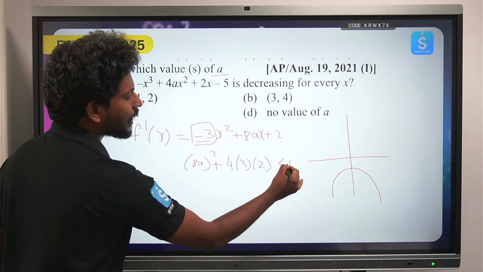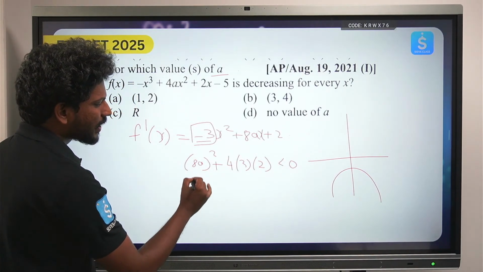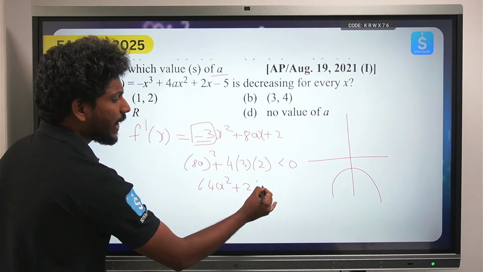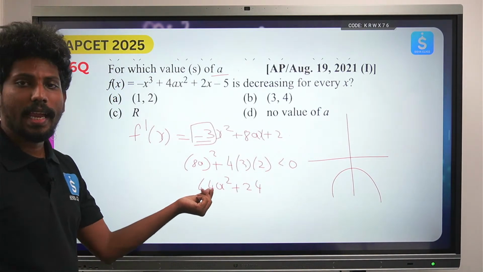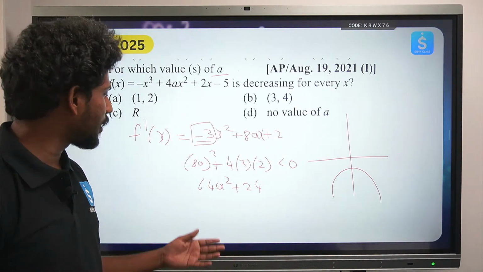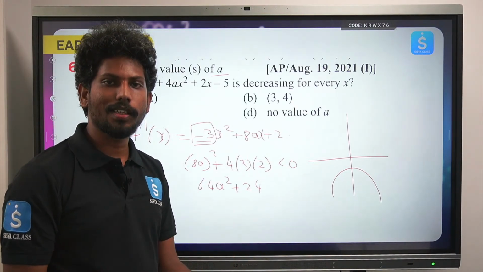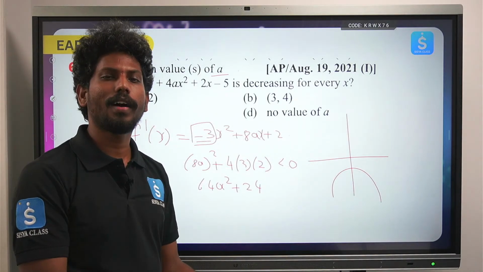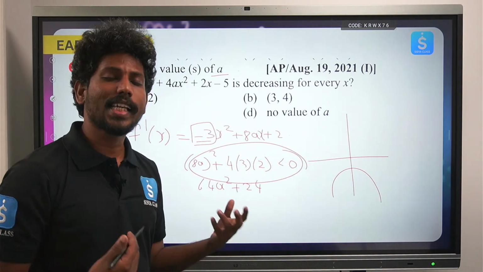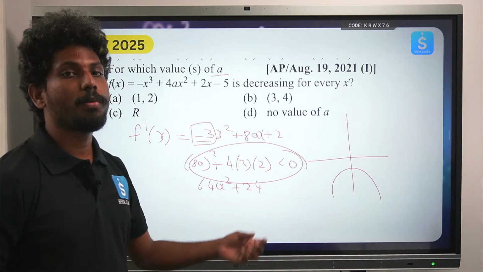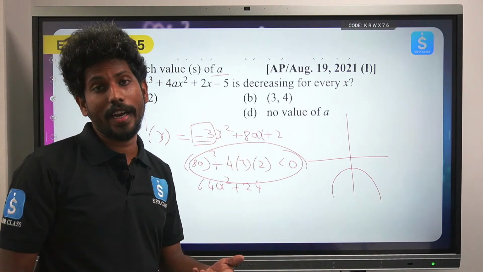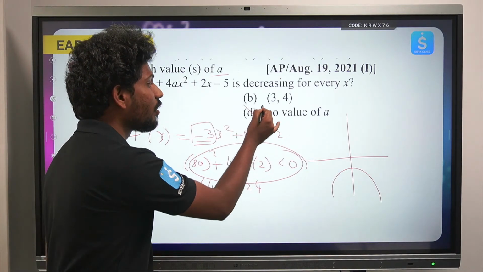So this should be less than 0. But let's just analyze this. 64a square plus 4 into 3 is 12, 12 into 2 is 24. For any value of a, wherever we substitute, a square will always turn out to be a positive value. Positive into positive, again positive value, plus positive value, again a positive value. So there is no way that we can come up with any such value of a where this inequality holds, right? Such an a you cannot find on a real number line, hence no value of a.